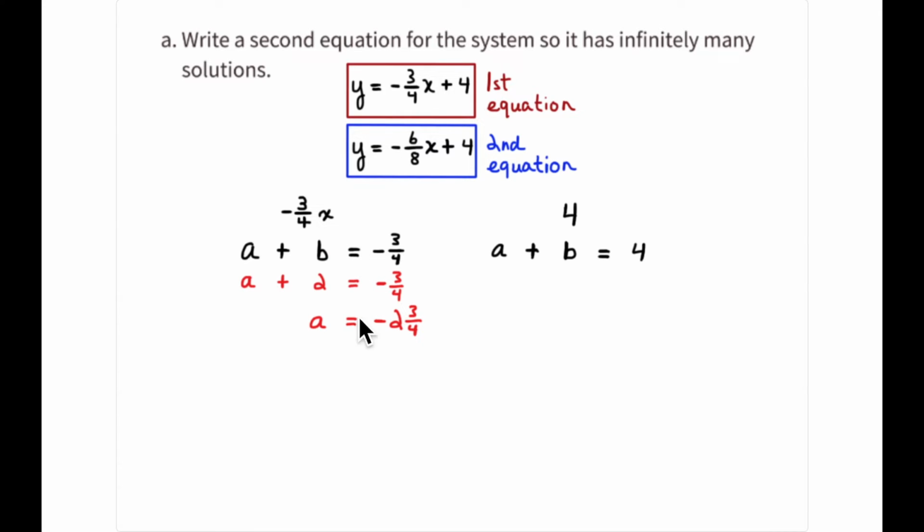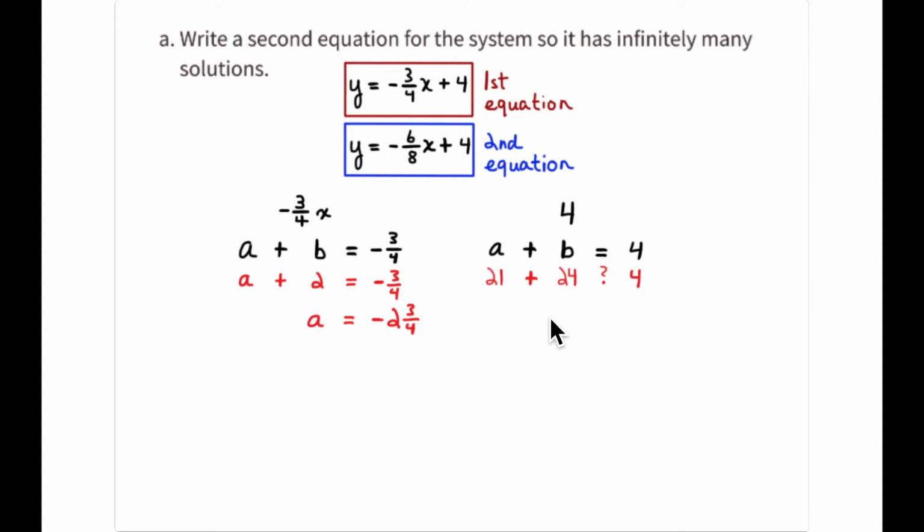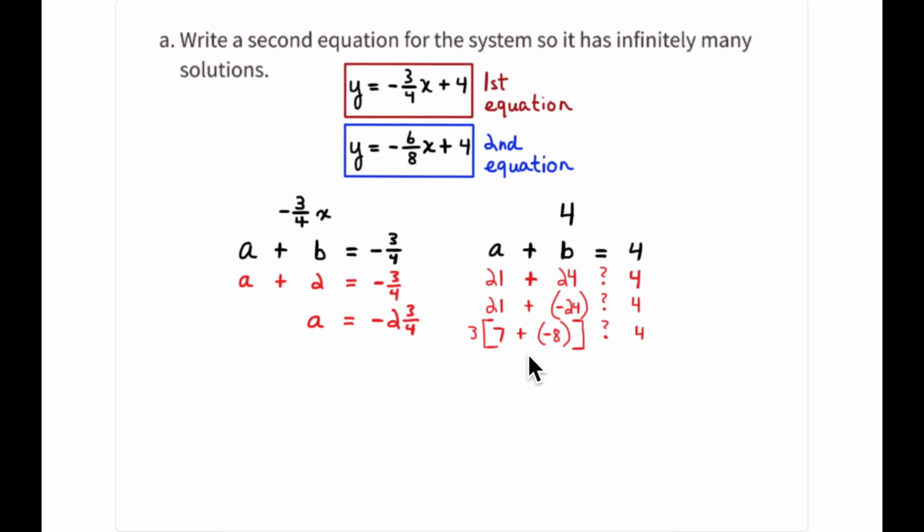So I'm going to start out with the left side being the same, but on the right side, I'm going to write two terms here that have a common factor. You can choose anything. I'm going to choose 21 and 24. The common factor is 3. To make this a little bit more difficult, I'm going to make this a negative 24. Common factor is still 3. So I'm going to factor out that 3. So 21 divided by 3 is 7. And a negative 24 divided by this 3 is negative 8.